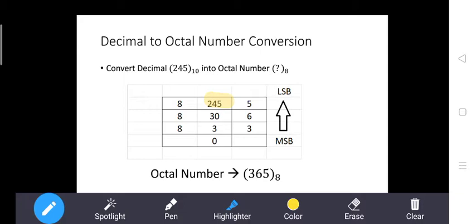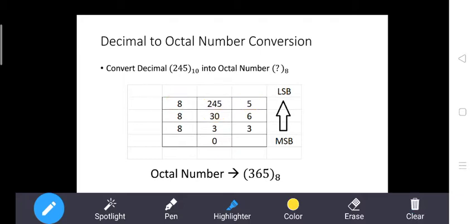So 245 divided by 8. My quotient will be 30. 30 into 8, 240. 245 minus 240, my remainder is 5.